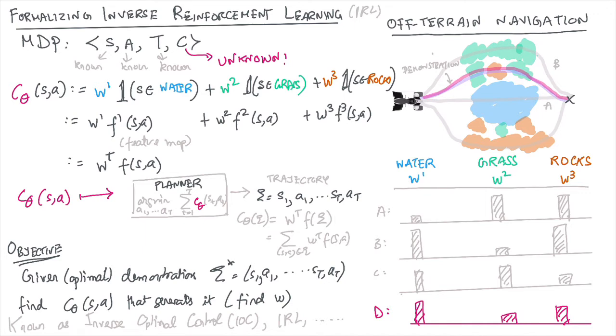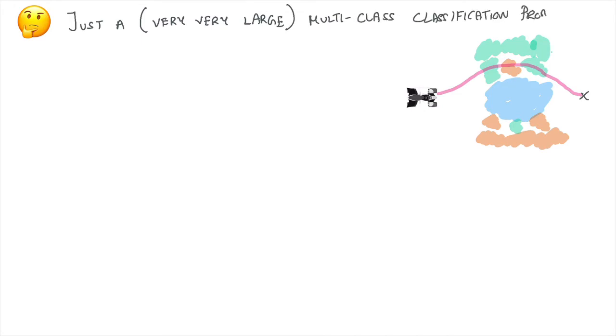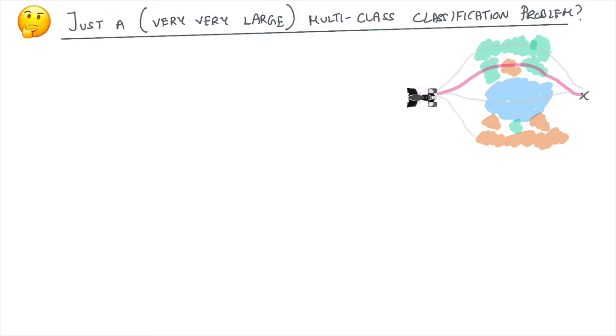So how should we go about solving this problem? Well, one way to think about this problem is to think of it as a very, very large multi-class classification problem. How so? Well, think of each trajectory that the robot can choose as being a class. There are many, many trajectories that the robot can choose that go through all terrains, and the goal is to pick a trajectory that matches what the human would do.